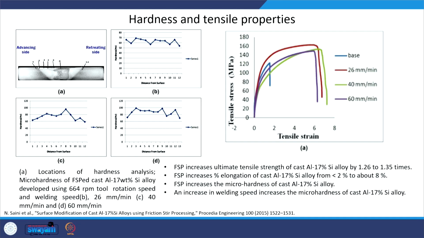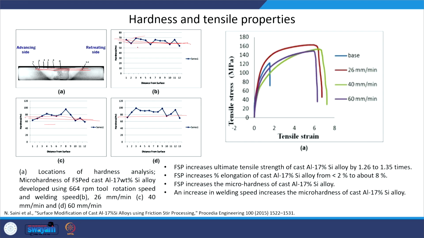So, when we study the transverse section of the FSP zone, this shows the location of the hardness measurement. This is the zone where the hardness was measured. Location A is showing where the hardness of the FSPed cast aluminum silicon alloys was measured for the different conditions. What it shows is that FSP brings in significant uniformity and a little increase in the hardness also.